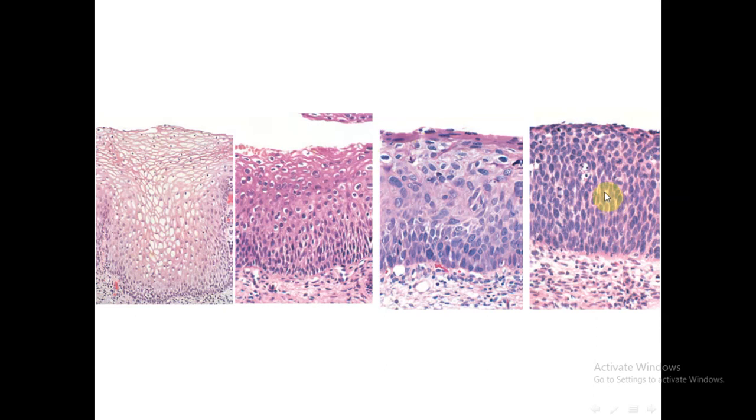In CIN3, which is also equal to H cell, there is full thickness nuclear or cellular atypia. All cells within the lining epithelium show features of malignancy, which are pleomorphism, hyperchromasia, and the presence of abnormal frequent mitotic figures, and there are no koilocytotic changes, the koilocytotic changes have disappeared. Still there is no invasion beyond the basement membrane, and this is H cell, and this is equal to CIN3, equal to carcinoma in situ.